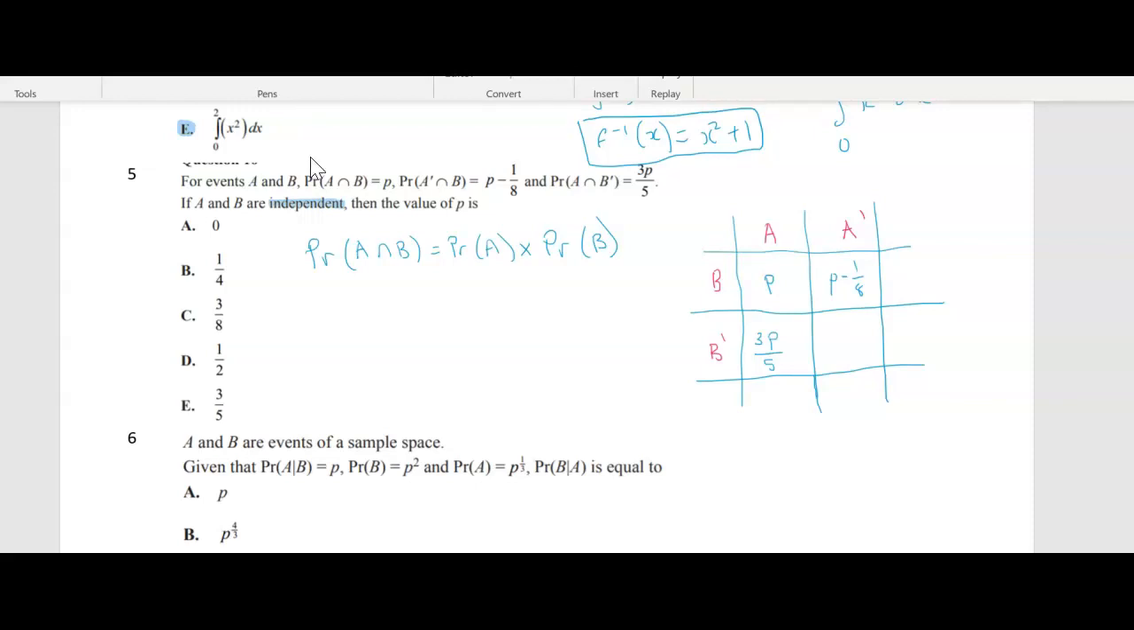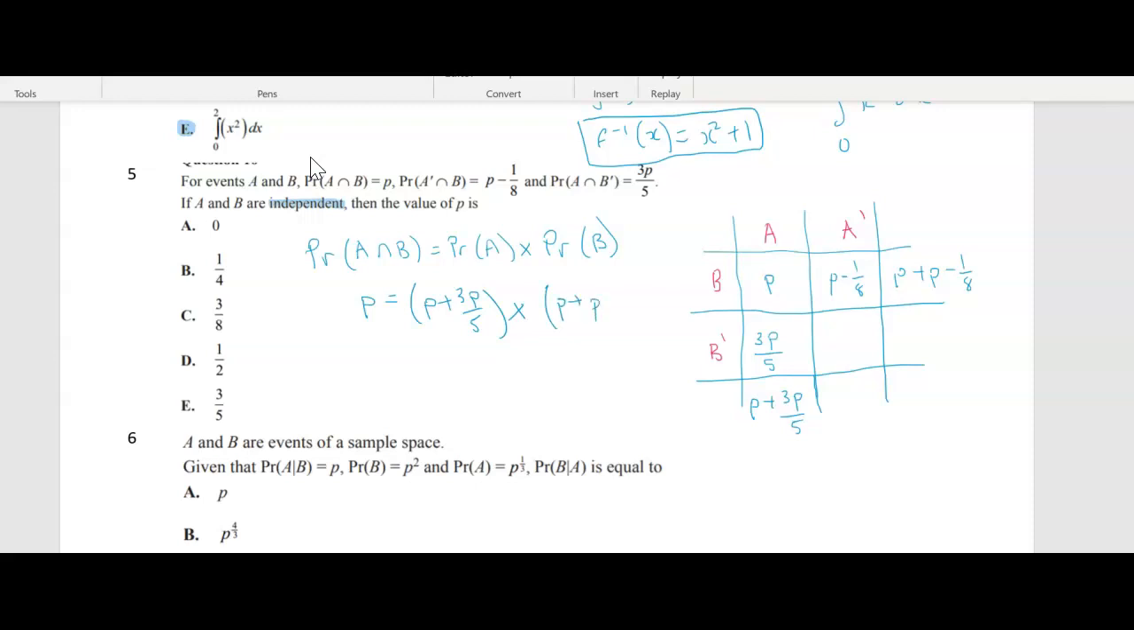So we know the probability of A and B is P, so I'm going to put that in here. But the probability of A has to go in this cell. So we're going to have to do P plus 3P on 5. Okay, so that's the probability of all A. And then the probability of B is going to be P plus P minus 1 over 8. So let's just do that here. So A is P plus 3P on 5 times P plus P.